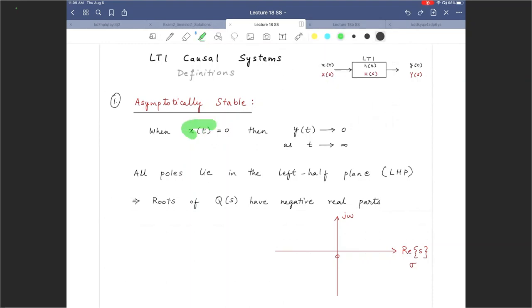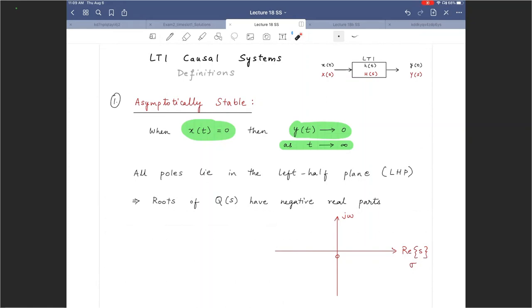If I take away the input, if I make x of t 0, then output eventually becomes 0. Asymptotically, output becomes 0 if I remove the input. So if I don't give it any input, if I don't give it any energy, the response of that system will die out as time goes on. That's asymptotically stable behavior. For this, we already established that the poles need to lie in the left half plane.